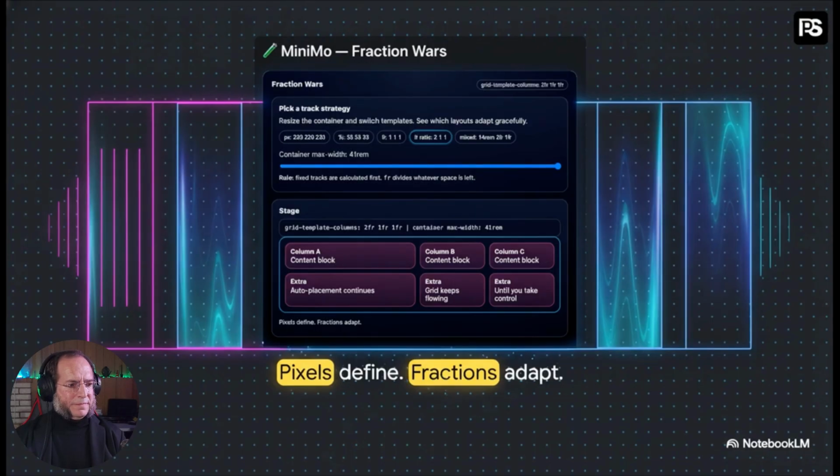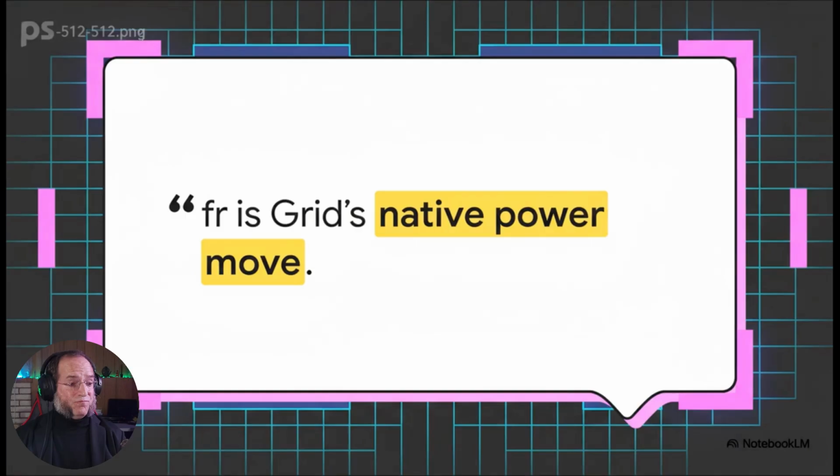And this is where the real magic happens, when you mix them. You can lock in a sidebar with a fixed pixel width, something that never changes. And then you let the main content columns use fraction units to just flow beautifully and fill the rest of the space. See? Pixels define the rules, fractions play the game. That's the balance. Honestly, the FR unit is Grid's power move. It's what makes the whole system feel so dang intuitive. The second you start thinking in fractions instead of fixed sizes, everything about responsive design just clicks into place.